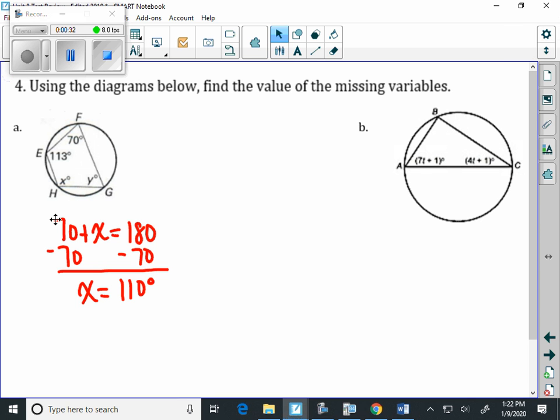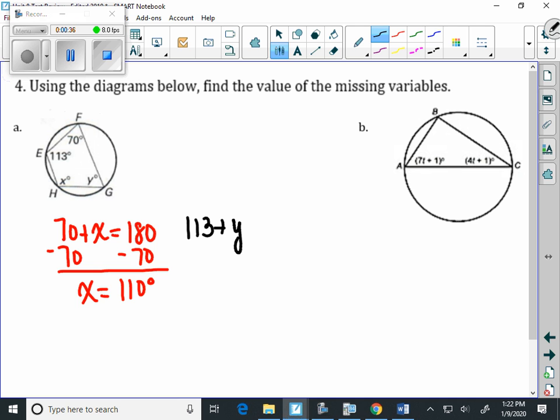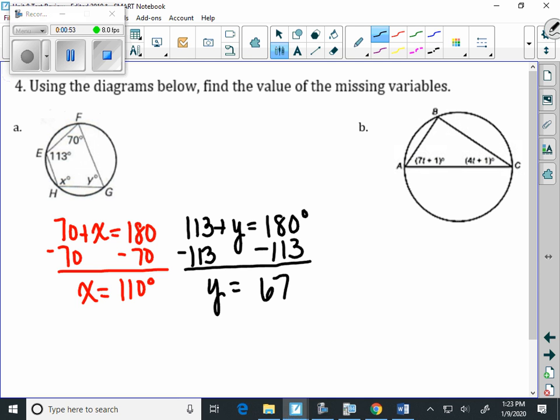It's the same idea with the 113 plus the y. Those are opposite angles of an inscribed quadrilateral. They're supplementary. So if we subtract 113, what we end up with is 10 minus 3 is 7, 67.